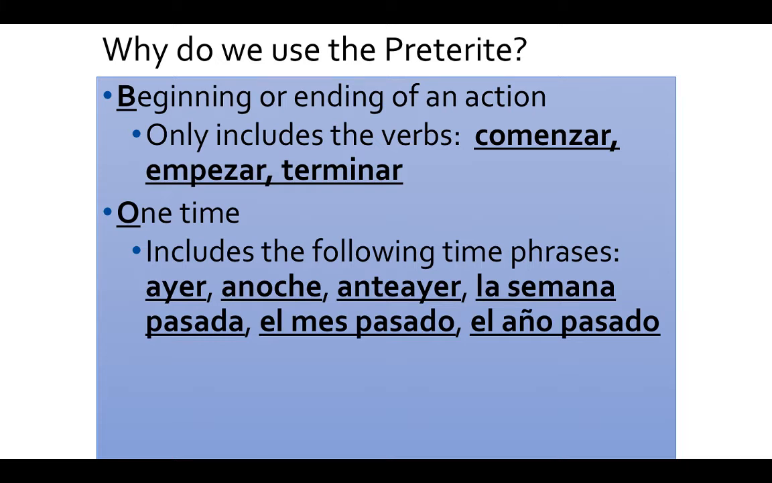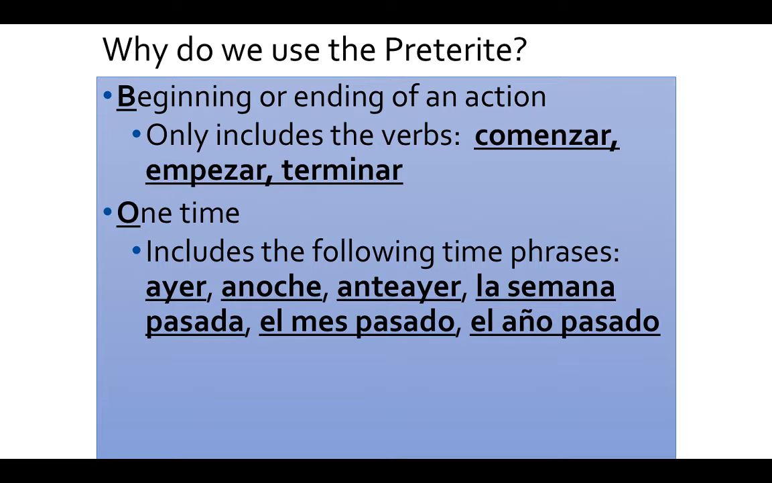Okay, so for example, el partido empezó a las 5. So the game began at 5. How many times can the game begin? Only once. That's preterite. Okay? El partido terminó a las 9. The game ended at 9. These things, beginning and ending, imply completed actions. Things can usually only begin and end once. Okay? So the B in BOIST, beginning or ending of actions.